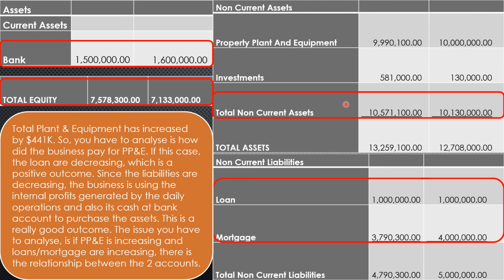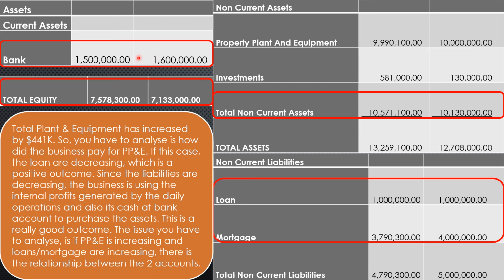However, what we need to look at is how did they actually pay for this increase of $441,000? Now, the first thing that we actually look at is our cash at bank account. Now, our cash at bank account has decreased by $100,000. And from the last slide, that decrease is primarily due to our accounts receivable not paying their bills on time, which leads to a cash flow issue.